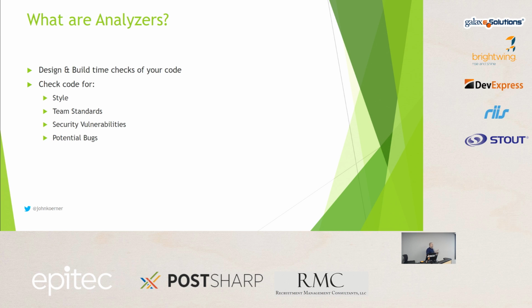So an analyzer is a design or build time check of your code that can check for all sorts of various things that you might want to check for when you're building your code. You can check for things like style. If your team has agreed that tabs are better than spaces or spaces are better than tabs, whatever side of the argument you're on, you can check for that. You can check other team standards, like if you prefer camel casing and underscores on private member variables, all those kinds of things, an analyzer can check for that.